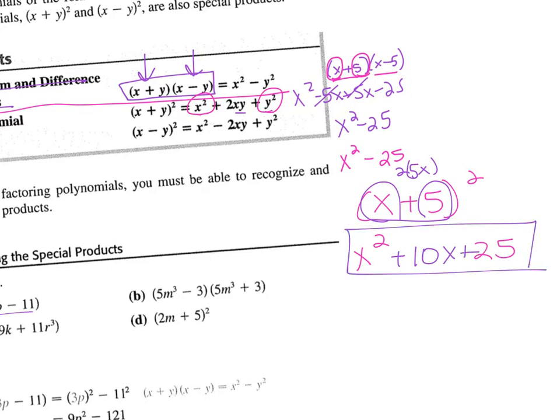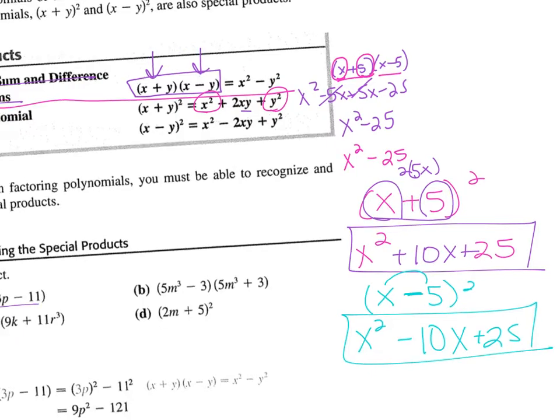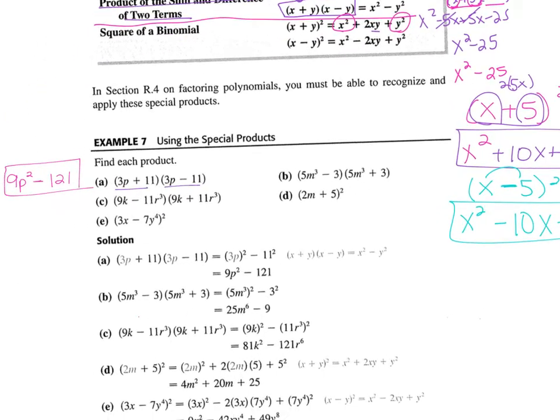If it was a minus, everything would be the same. Square the first, square the last, multiply the two together, except this time it's a minus. So it's a negative 10x plus 25. So again, just a shortcut.